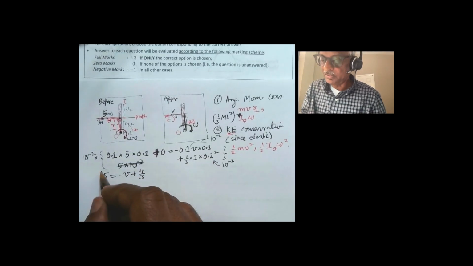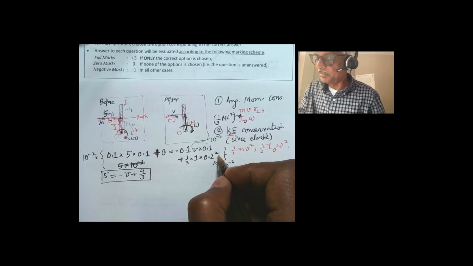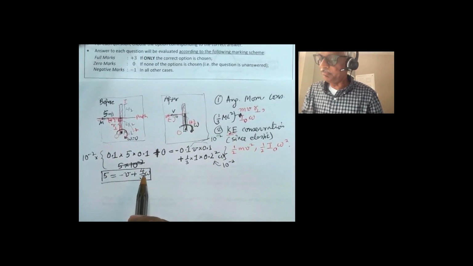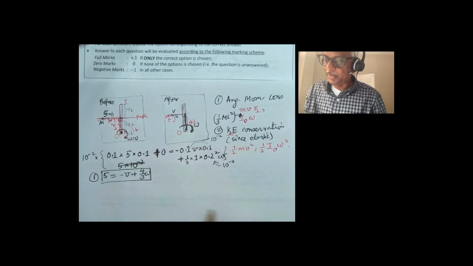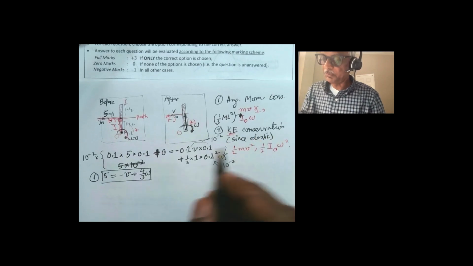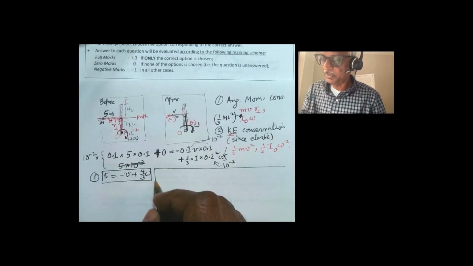So this is one equation. Omega is missing here, 4/3 omega. Okay, so this is equation 1. That's good. And then kinetic energy conservation. Kinetic conservation will be almost the same kind of stuff, right? So let's work it out over here.